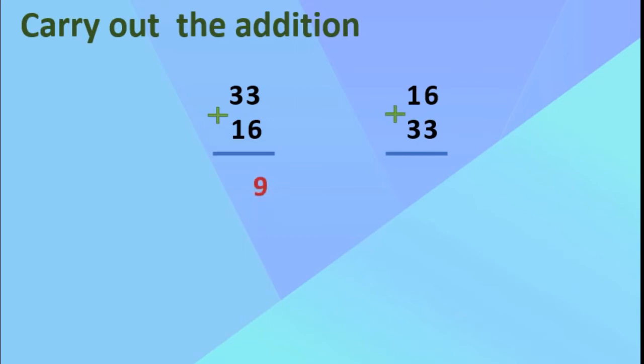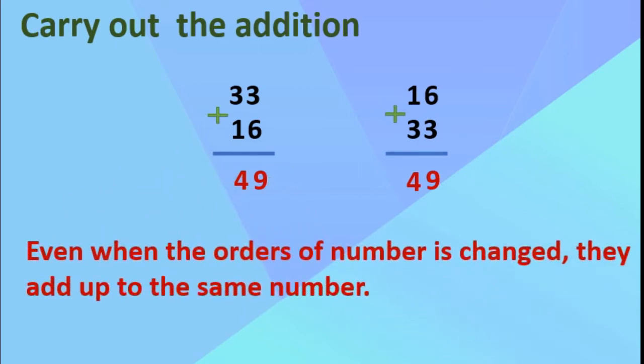3 plus 6 is 9 and 3 plus 1 is 4. We will move to the second sum. 6 plus 3 is 9 and 1 plus 3 is 4. Wow, we got the same answer. Both answers are 49. So what did we understand by this? Even when the order of the numbers is changed, they add up to the same number. Means we will get the same answer.